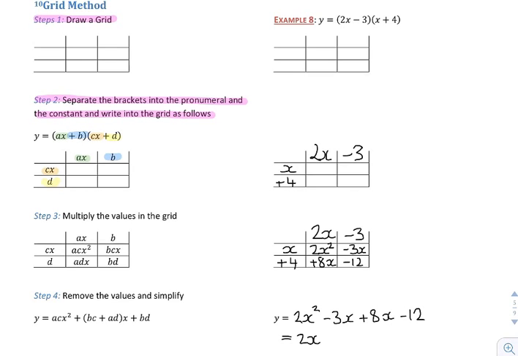Your last step is to then simplify this. So the 2x squared part won't change, but the minus 3x plus 8x is the same as 5x. So we'll have 2x squared plus 5x and then minus 12. That's the end answer. Put a box around it.